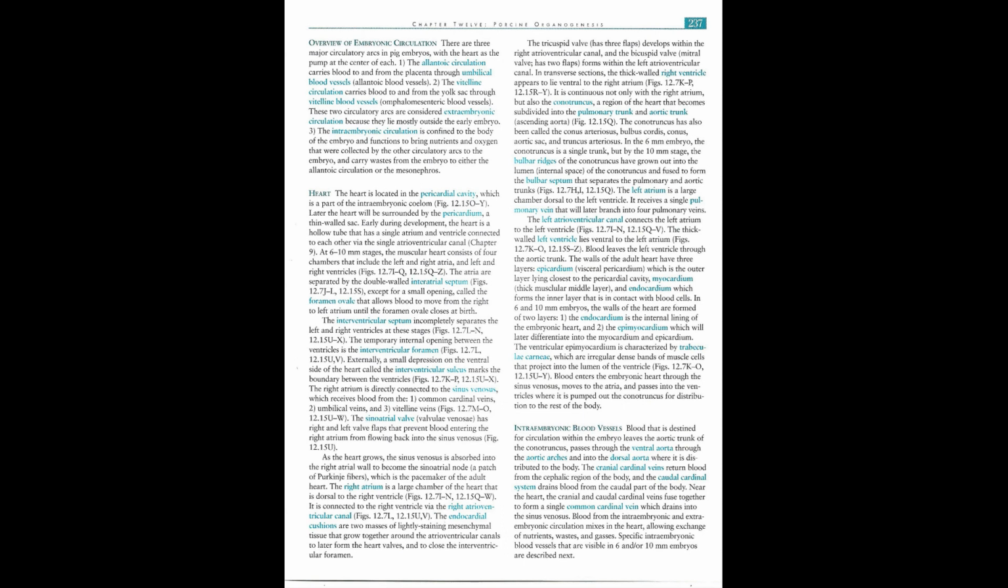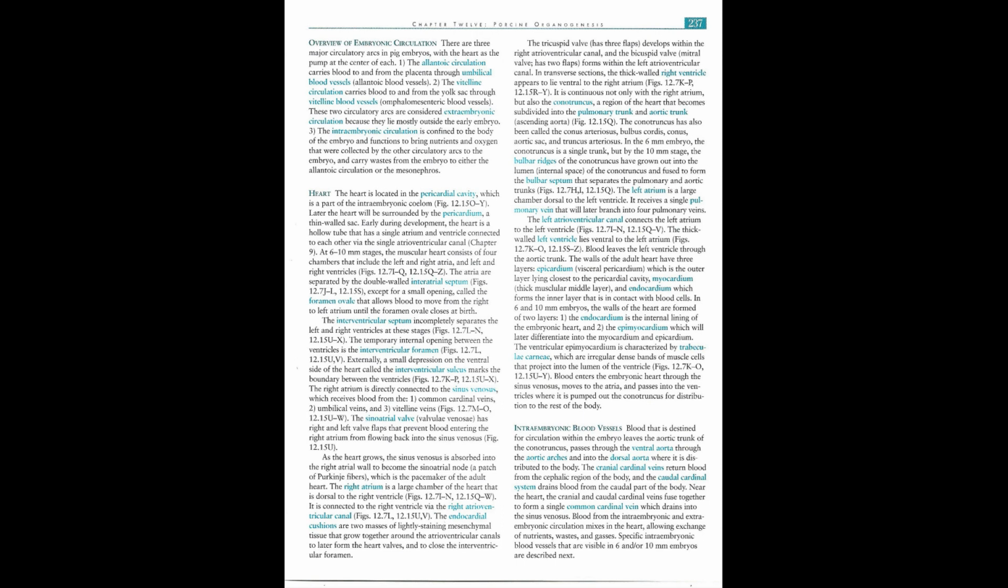Early during development, the heart is a hollow tube that has a single atrium and ventricle connected to each other via the single atrioventricular canal, Chapter 9. At 6 to 10 mm stages, the muscular heart consists of 4 chambers that include the left and right atria and left and right ventricles, Figs 12.7 LQ, 12.15 QZ. The atria are separated by the double-walled interatrial septum, Figs 12.7 L, 12.15 S, except for a small opening, called the foramen ovale, that allows blood to move from the right to left atrium until the foramen ovale closes at birth.